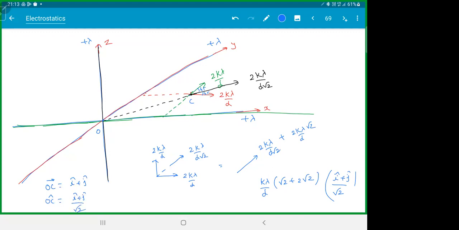Have a look at this. That will actually be 3 root 2, no? This will be 3 root 2, yeah. 3k lambda by d times (i plus j). Please check. Any doubts on this? What we did? So the main catch is that for the z-axis, the perpendicular distance will be d root 2. It's not d anymore. Clear? Next one.